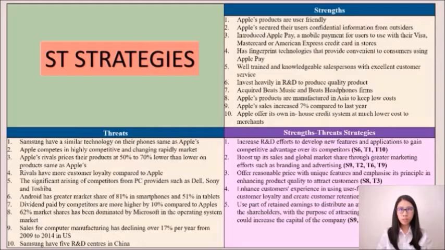The next strategy is to boost up its sales and global market shares through greater marketing efforts such as branding and advertising. This is referring to S9, T2, T6, and T9, where Apple can use its increased sales to reduce the impact of competitive market. In addition, we suggest Apple to offer reasonable price with unique features and emphasize its principle in enhancing product quality to attract a customer.